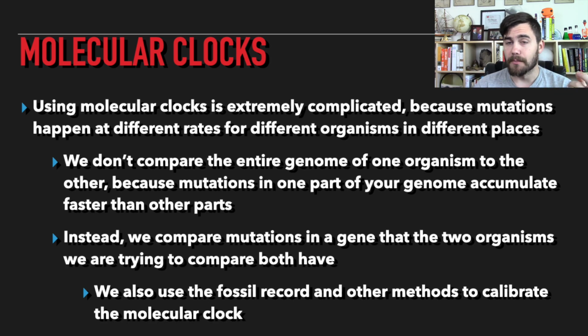Now we have to calibrate our molecular clocks too, and one way we do that is with the fossil record. So we use the molecular clock method and it says that they should have branched off from each other 10 million years ago. But we look at the fossil record and we have tons and tons of fossils, and we see that they became distinct only 8 million years ago. So we scale back the molecular clock a little bit because nothing's perfect.